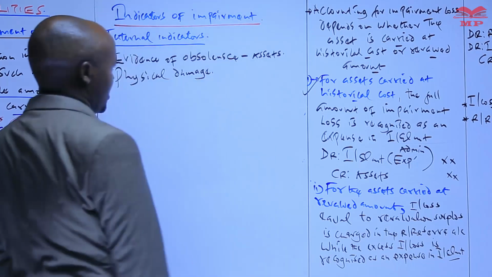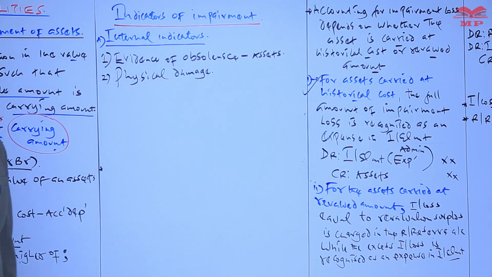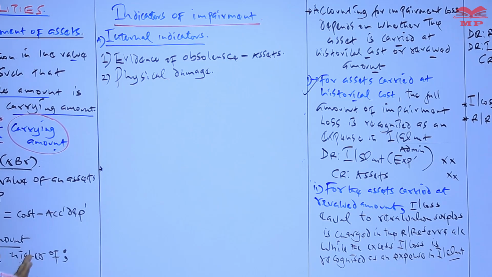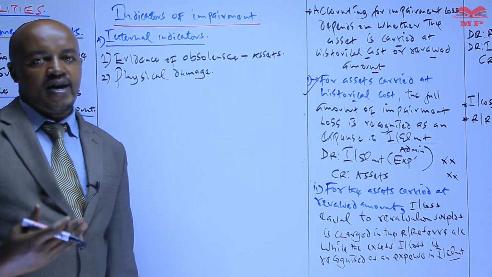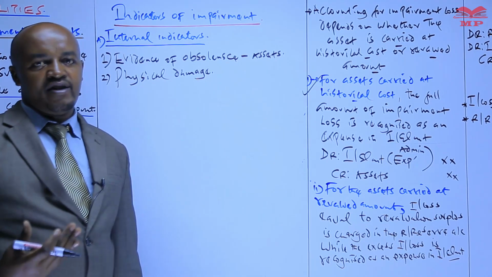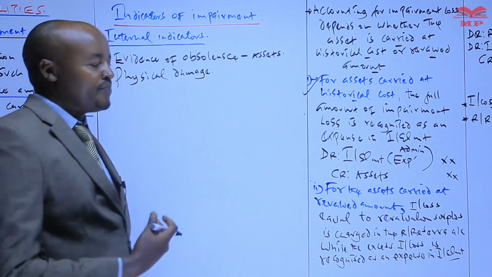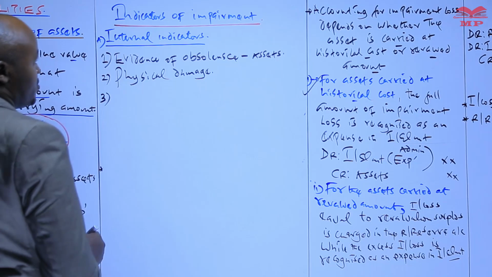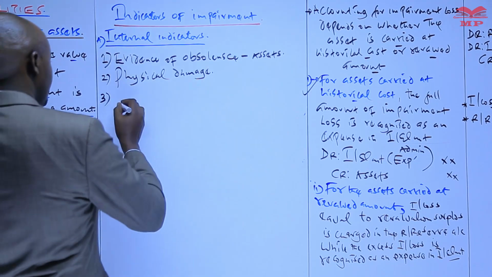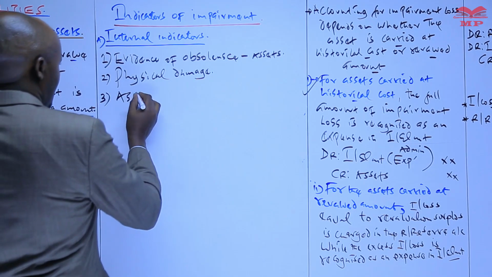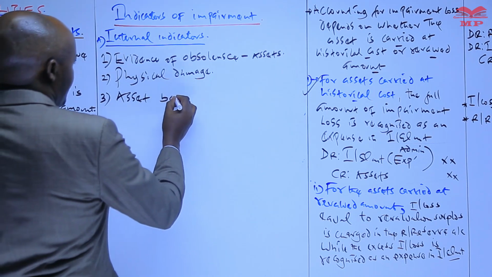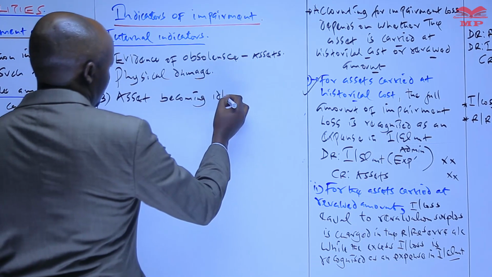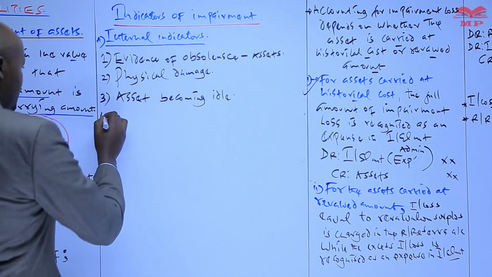If, for instance, the company buys a motor vehicle and that motor vehicle is involved in a road accident and therefore it is physically damaged, that is also another factor which could show that the asset may be impaired and therefore requiring a company to carry out an impairment review. Number three is the asset becoming idle. The asset is no longer used in the organization or in the entity.